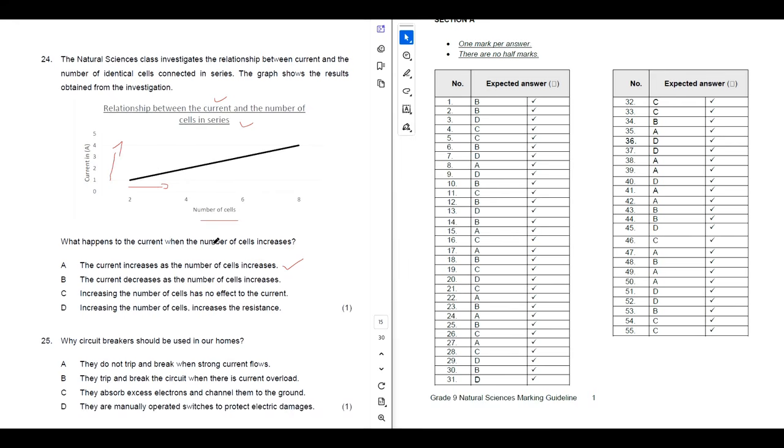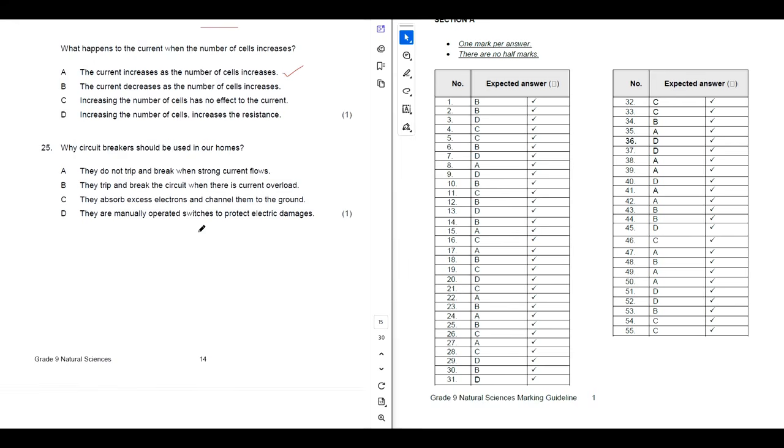And then next, let's move to question 25. Question 25 asks why circuit breakers should be used in our homes. Here we can see that our answer will be B, because they trip and break the circuit when there is current overload.